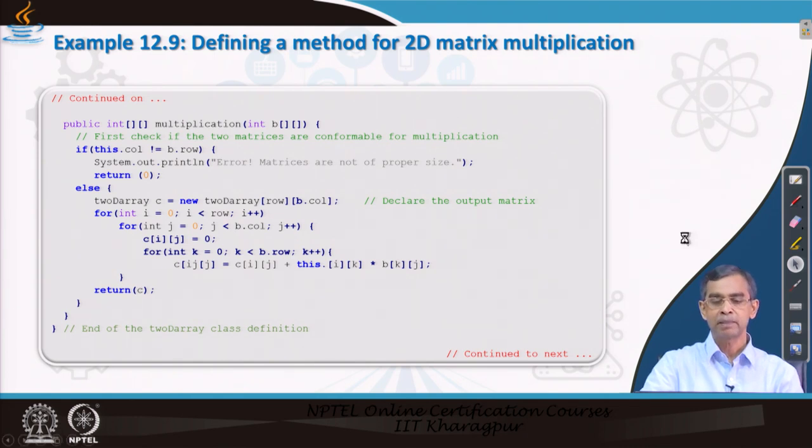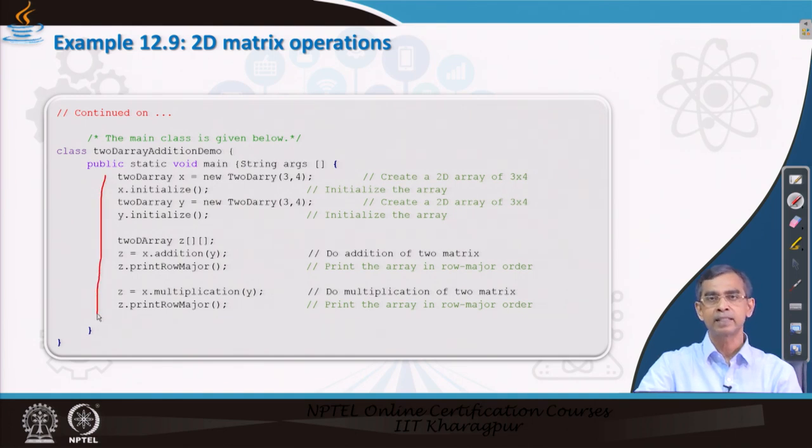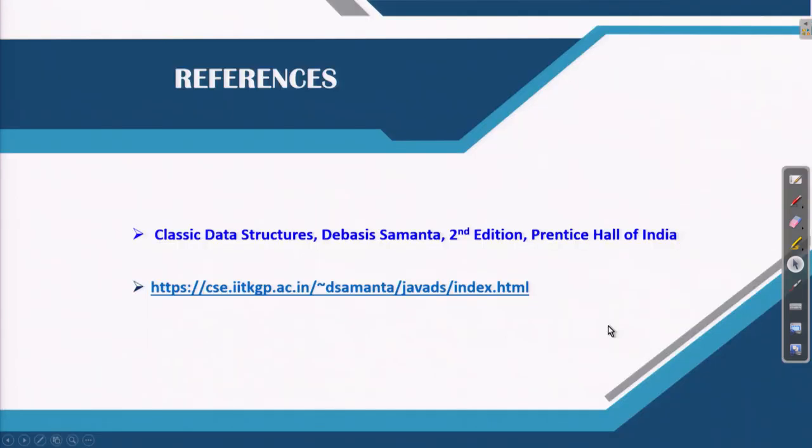So, this is the matrix multiplication operation that we have discussed, and this is the main program which calls all the methods that we have discussed: addition, subtraction, printing the matrix in row major order, printing the matrix in column major order, multiplication and everything. This is the program that you can test with your own effort, and you can see the different algorithms for data structure related manipulation.